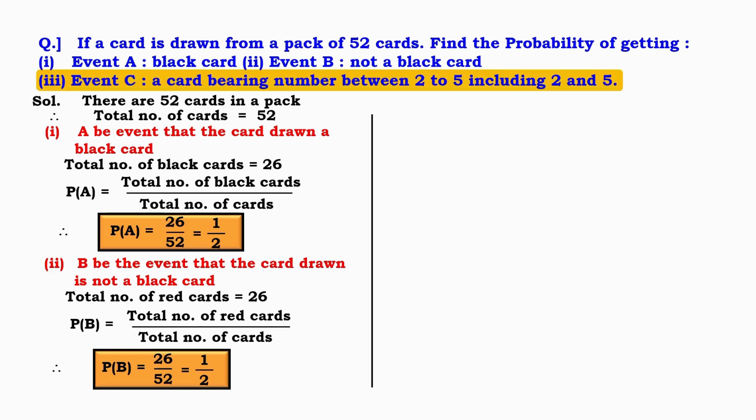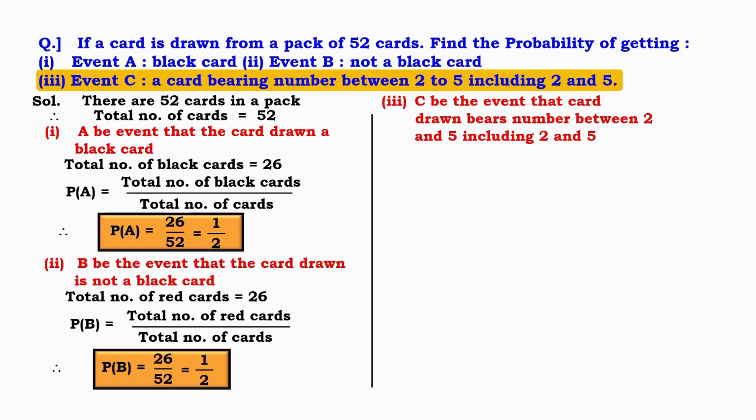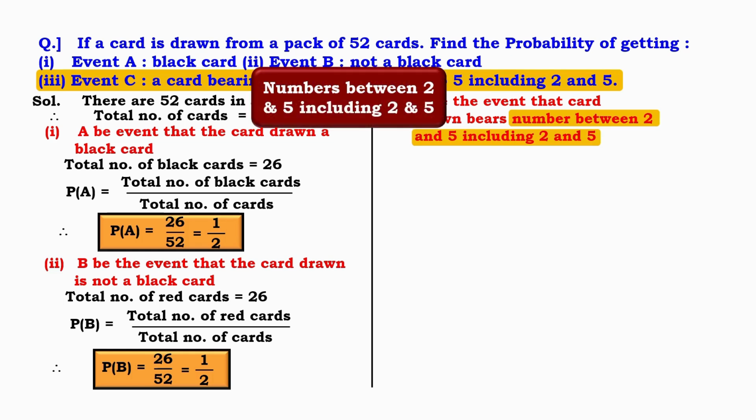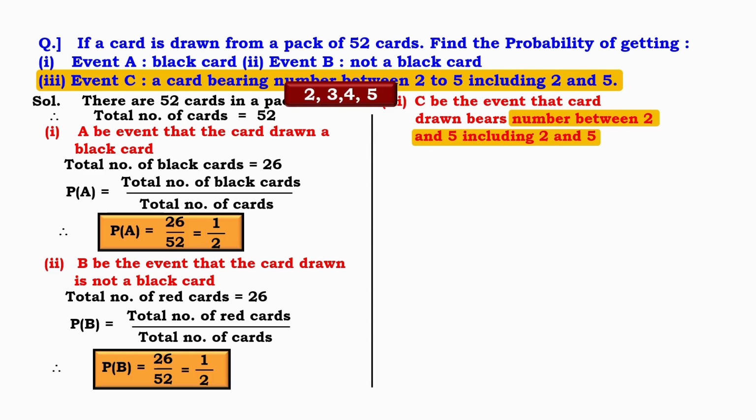Now coming to part 3, that is event C. A card bearing a number between 2 to 5 including 2 and 5. So let C be the event that the card drawn bears a number between 2 and 5 including 2 and 5. The numbers between 2 and 5 including 2 and 5 are 2, 3, 4, 5. So in each type there are 4 such cards: 2, 3, 4, 5.